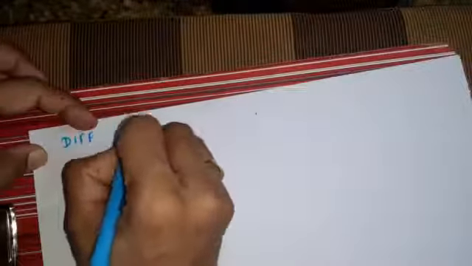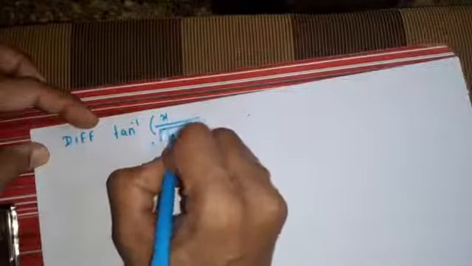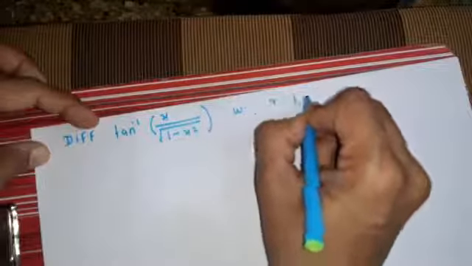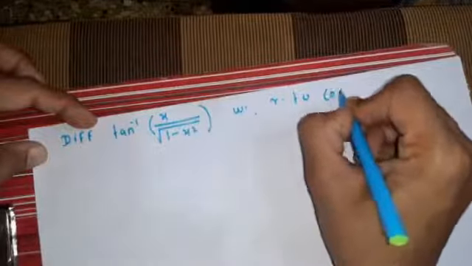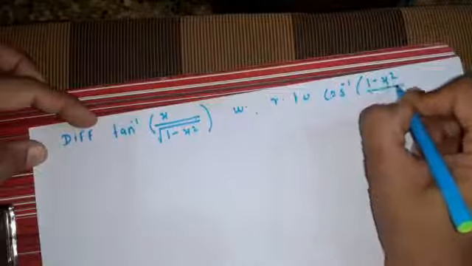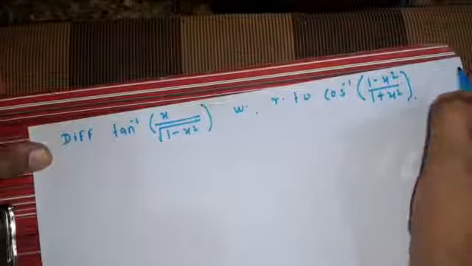Okay students, so now solve these types of examples, that is, differentiate tan inverse of x upon square root of 1 minus x square with respect to cos inverse of 1 minus x square upon 1 plus x square. Okay, this is one problem.